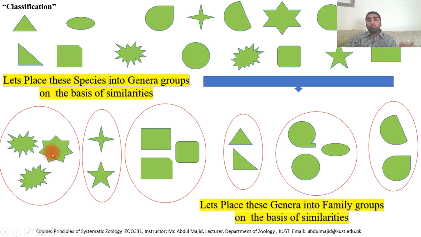For example, again, if you want to classify them on the basis of certain more similarities, if you want to place them again into another group, if you want to reduce the number, so let's place these as genera. So for example, if we consider these as species, and then we consider these as genera. So on the basis of similarities among them, we will place them into another group which is known as family. So let's divide them again on the basis of their similarities.